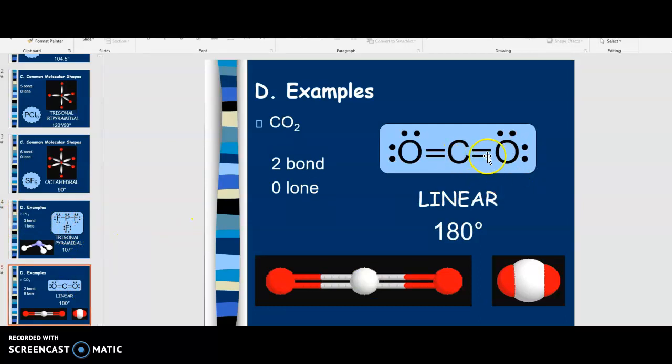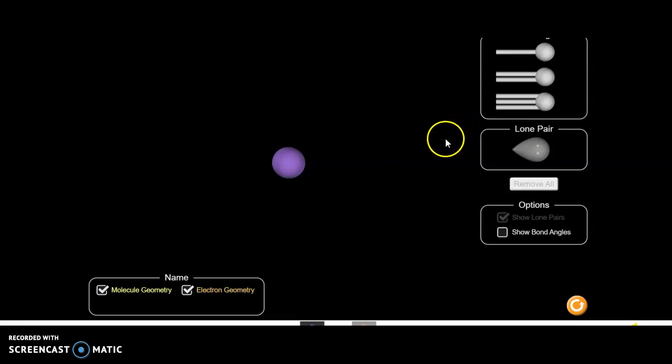Here's another one, carbon dioxide, that's pretty common. That ends up being linear because around the central atom there are 2 double bonds, so 2 bonding domains and 0 lone pairs. Now, let's go over here and look at a simulation I've got pulled up for molecular shapes.